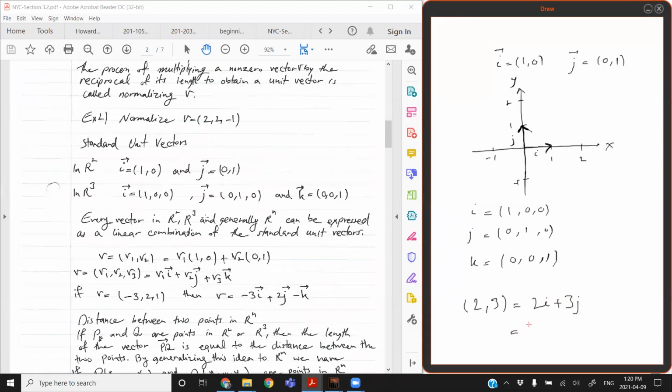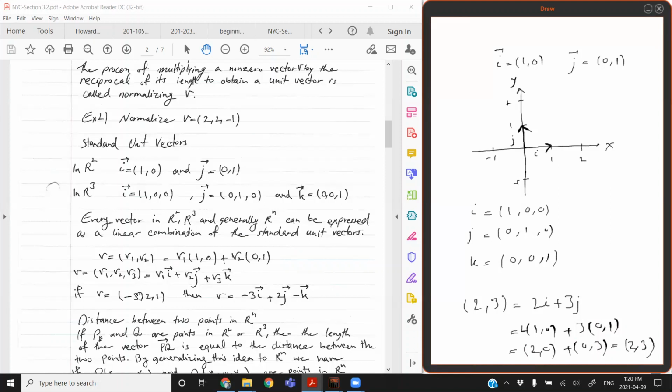And you see it works because 2 times 1, 0 plus 3 times 0, 1 is going to be 2, 0 plus 0, 3. And if you add them up, you get 2, 3. And the same works for any vector in R3 or generally any vector in Rn.